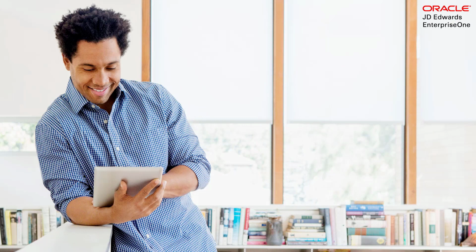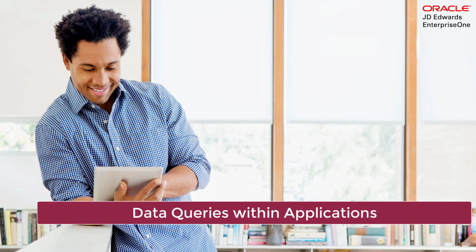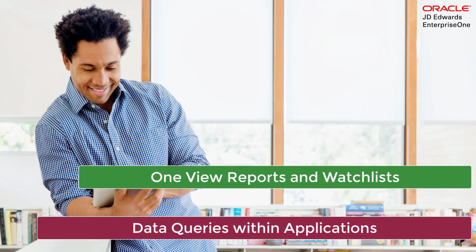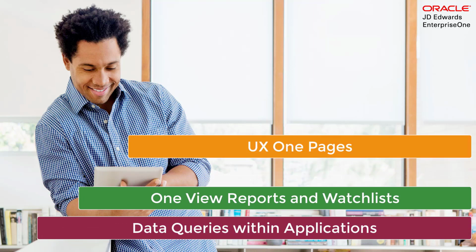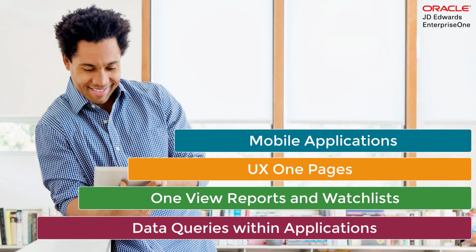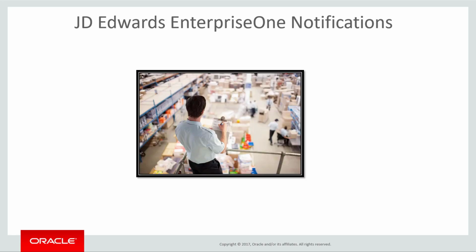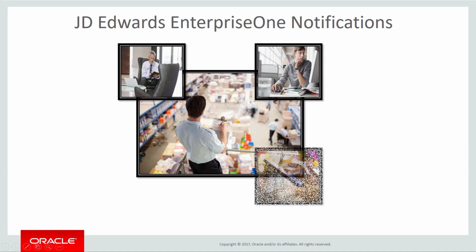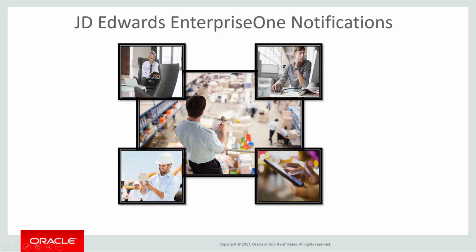JD Edwards provides many ways for you to get the data you need: data queries within applications, OneView reports and watch lists, UX1 pages, mobile applications. But all of these methods require you to go look for the data you need. Wouldn't it be great if JD Edwards could push critical information to you, regardless of whether you were signed on to the system? Welcome to JD Edwards EnterpriseOne Notifications.